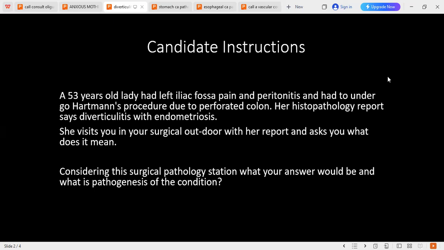What treatment can one offer to the patient in this patient? The patient had perforated colon. We can do Hartmann procedure, which has also already been done by the surgeon. What more? Okay. Please define or tell me the pathogenesis of diverticulosis.